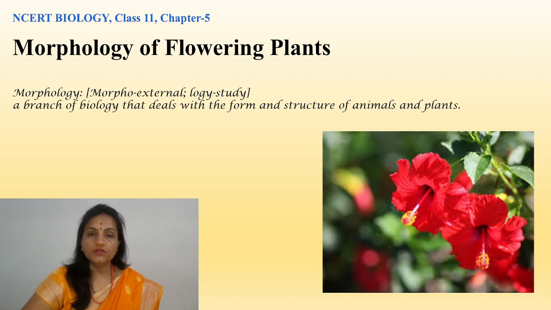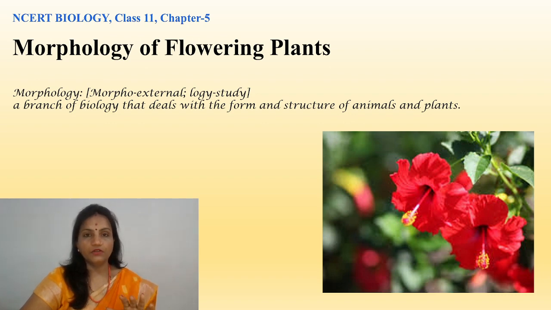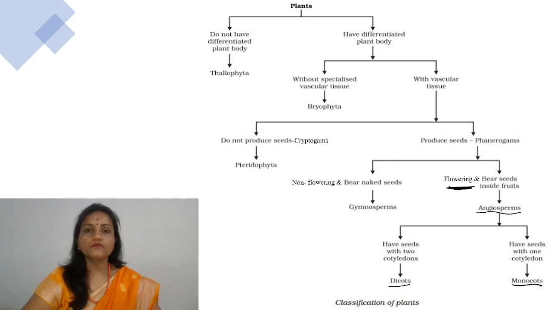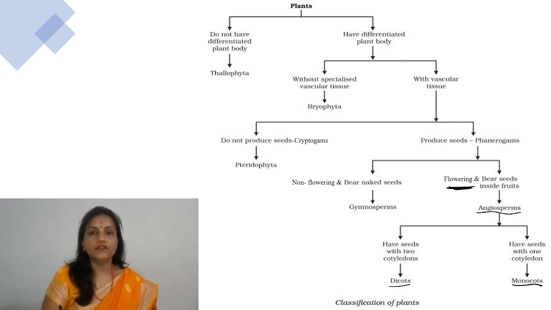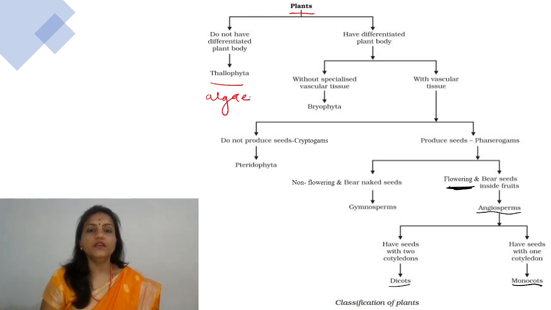It means that there are plants that do not flower. Let's understand a bit of that before we proceed into the questions. Biologists have classified the whole plant kingdom into five classes. The first is thallophyte, which includes algae. They do not have a well differentiated plant body.